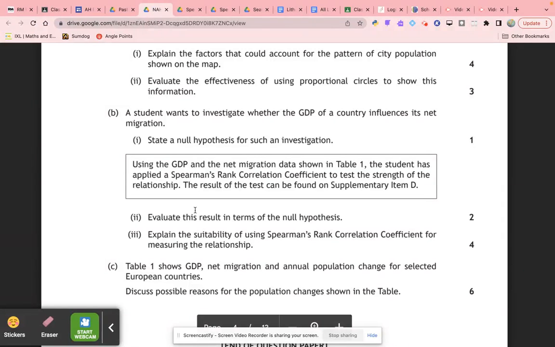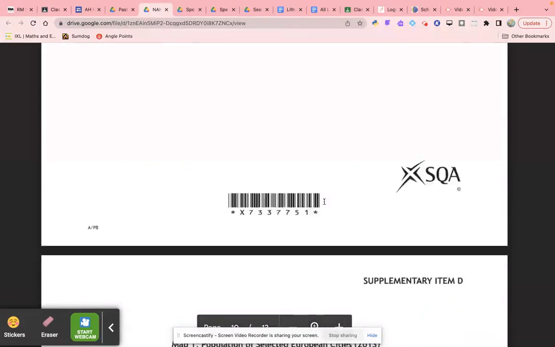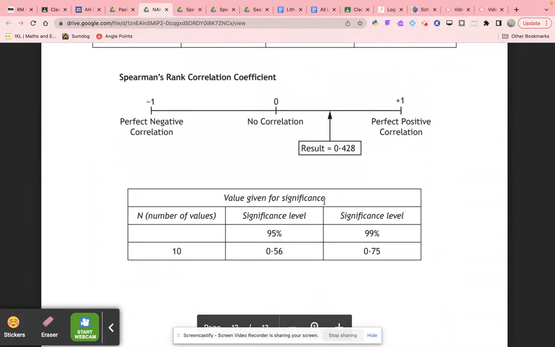The next question says, using the GDP and its net migration shown in table 1, the student has applied a Spearman rank correlation test to test the strength of the relationship. The result of the test can be found in supplementary item D. We must evaluate this result in terms of the null hypothesis. What this really means is we need to consider the result and write it out, as we would do whether it was proven or not. So let's go and have a little look at our result again.